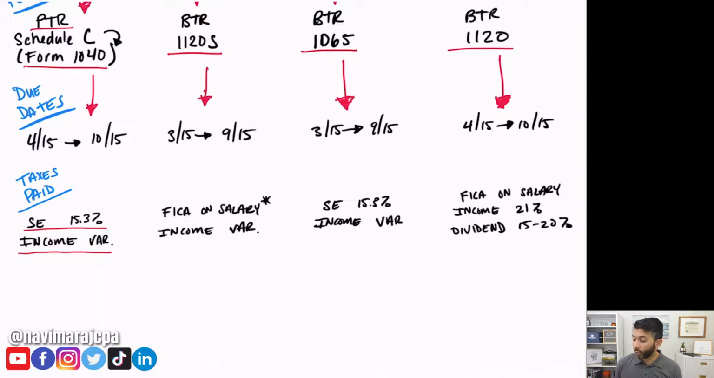1120S, the S corporation tax return. What income tax does it have to pay? Well, it works a little bit differently. You see the asterisk here? You're going to pay FICA tax. FICA is just another word for Social Security or Medicare on the salary only.